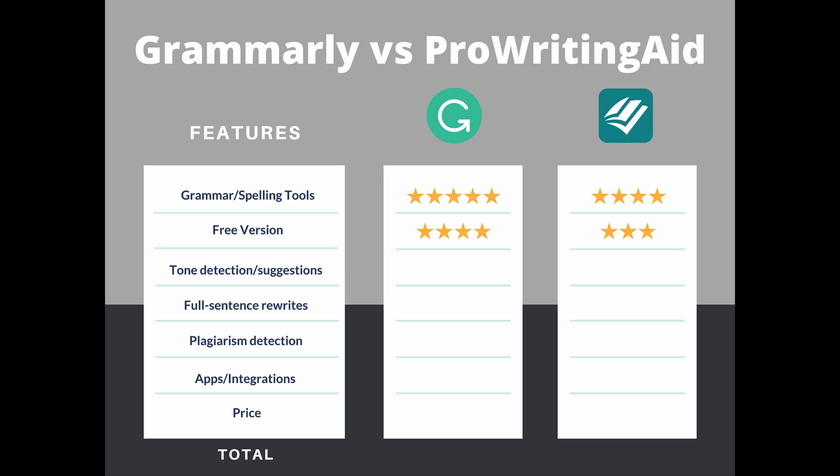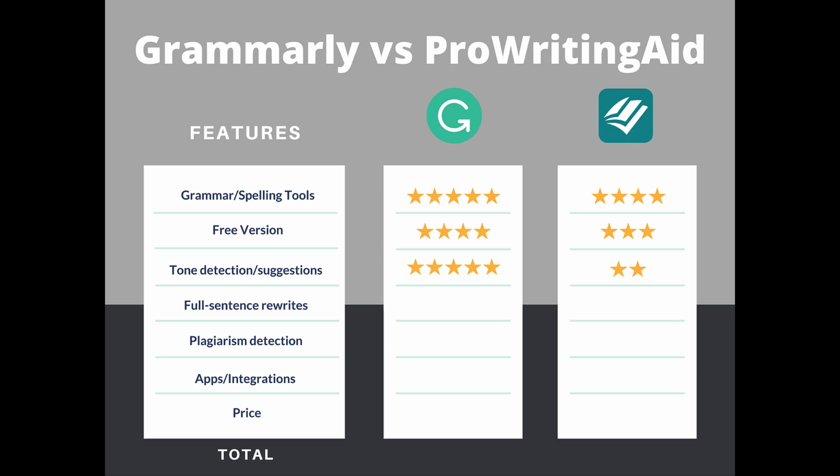In terms of tone detection and suggestions, Grammarly does a great job, which is why we give them 5 stars. And we haven't really seen ProWritingAid excelling in this feature. So lots of improvement opportunities for ProWritingAid, but in this case, we have to give them 2 stars.